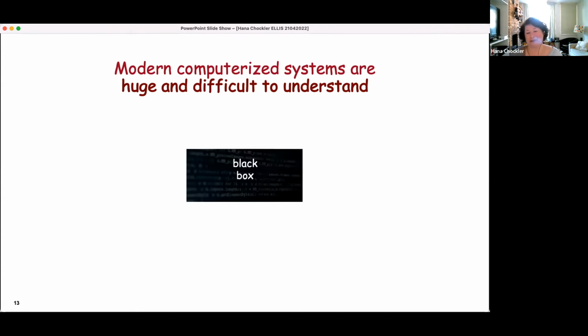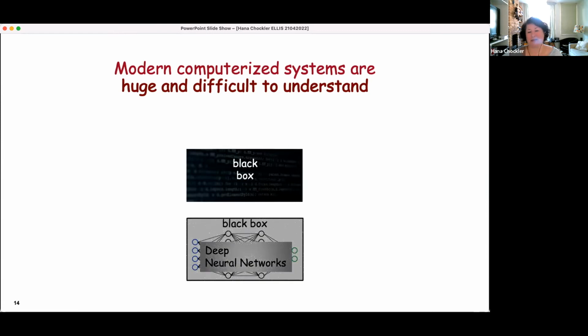And not only that, now there are systems that are black boxes by design, such as deep neural networks, different types of neural networks that are merged, and they are not even supposed to be understood by people, so they are black boxes by design.